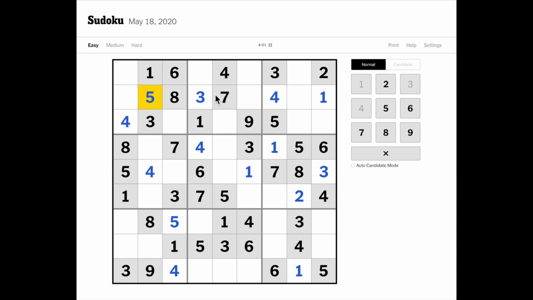There's a 5 in this row, there's a 5 in this row, there's a 5 in this column, which means that 5 has to be here. Now we're done with the 5s. Moving on to 6s, there's a 6 in this row, a 6 in this row, and so 6 must be here inside of the 3x3 block.